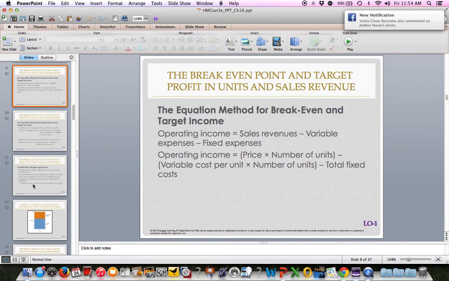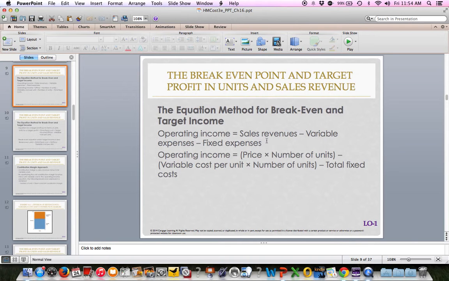So the equation method, you can see here, says operating income equals sales revenue minus variable expenses minus fixed expenses. Be aware of that. I want you to know that. That could easily come up on a test or a quiz, just the concept of what operating income is. And so once you know what operating income is, just break it down into pieces. That's the next step here.